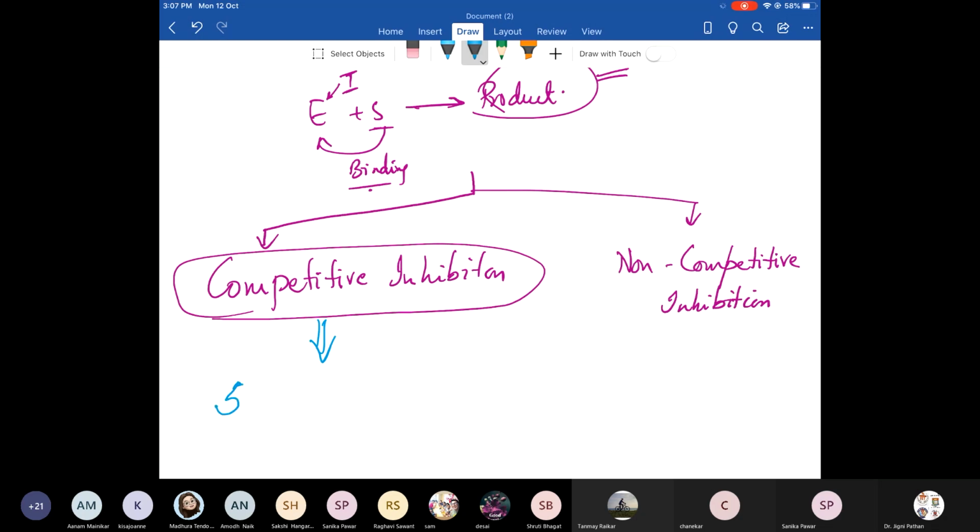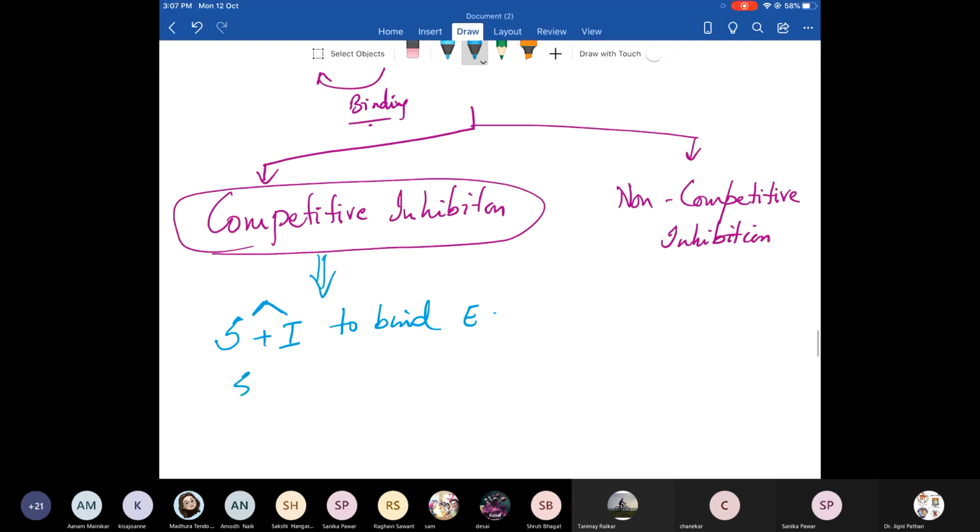Competitive means the competition is between the S and I to bind to the enzyme. How is there a competition? Here, S and I have almost similar structure. Is it clear? S and I have almost similar structure. Are you understanding?